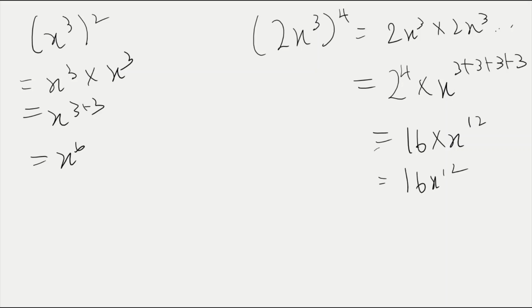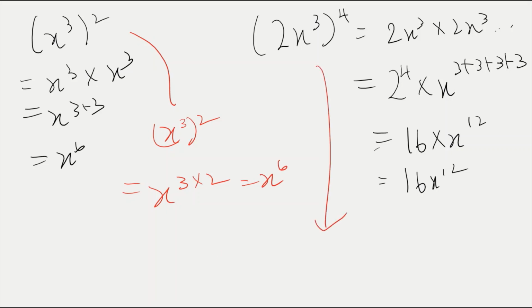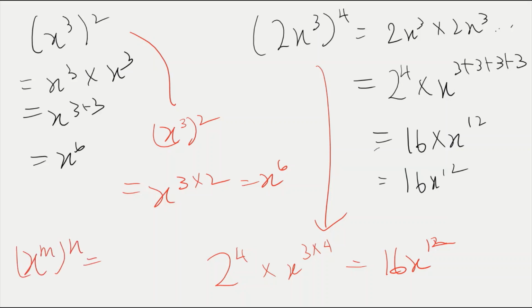But there is a simpler way to do this. x cubed raised to 2 is basically 3 times 2, which is x to the power of 6. Same goes here. 2 to the power of 4 times x cubed to the power of 4 gives you 16x to the power of 12. So basically, when you have to raise a number to another power, you multiply the indices. x to the m, to the n, gives you x to the mn.